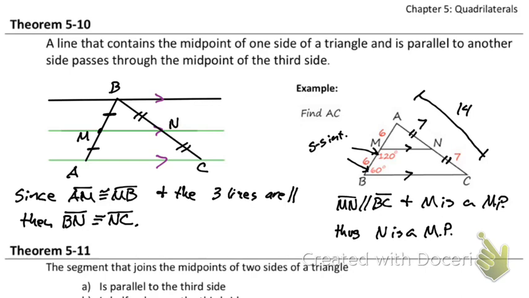Yes? How did you decide it? I got 7 because, do you agree? So MN is parallel to BC, right? And we said M is a midpoint. So that automatically makes N a midpoint as well, right? So if N's a midpoint, this distance here must be congruent to that distance here.